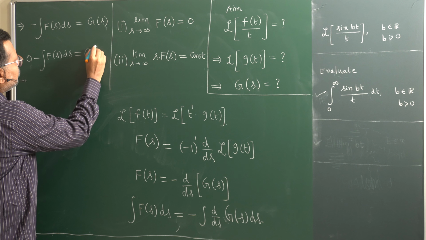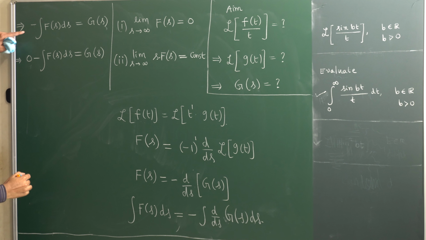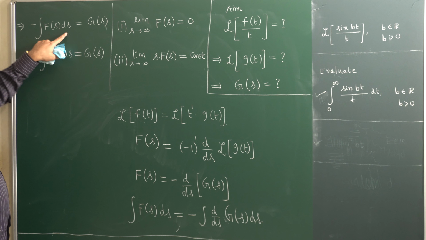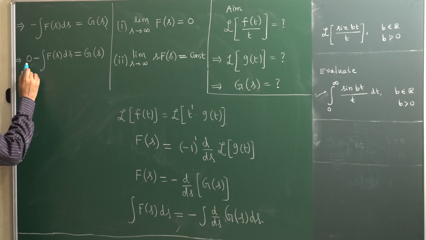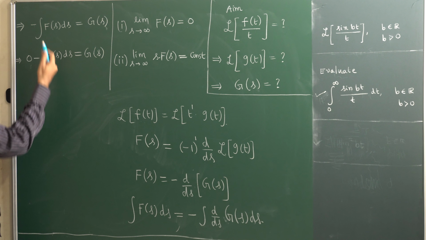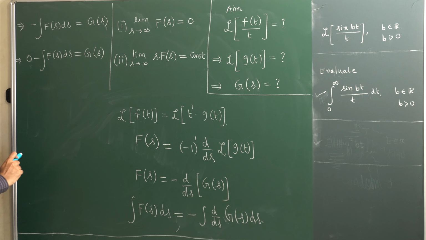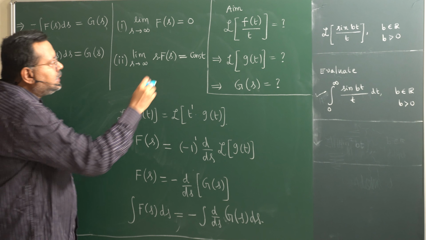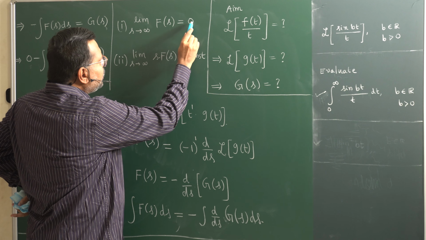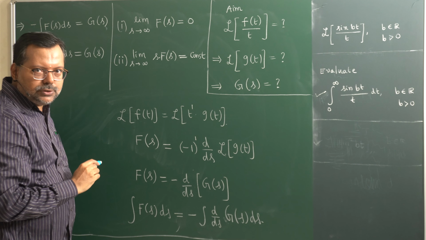The right hand side is the same. You see what I have done: the left hand side was minus integral f of s. I am writing 0 minus integral f of s, both are the same, right? You can ask the question, why am I writing 0? That is your doubt. 0 is nothing but f of s only in the limit of infinity.